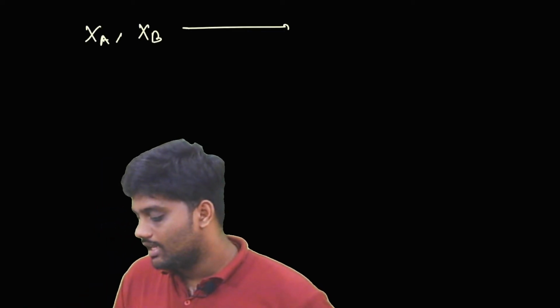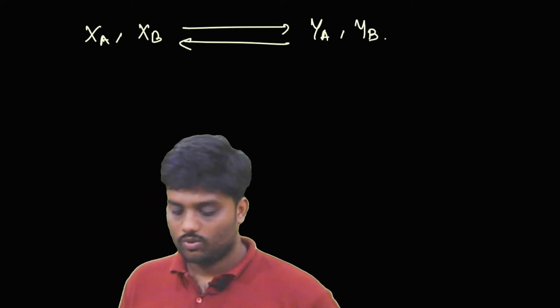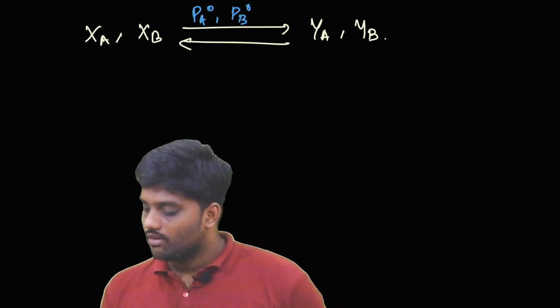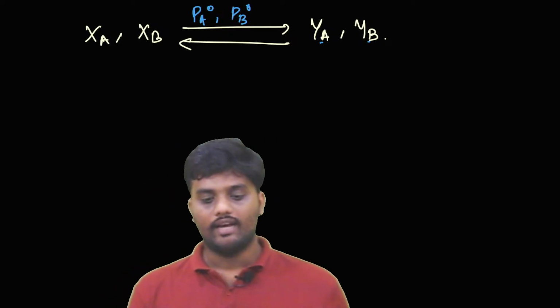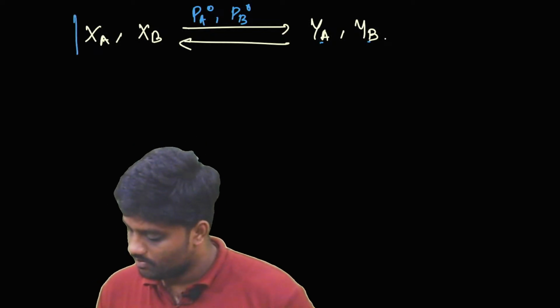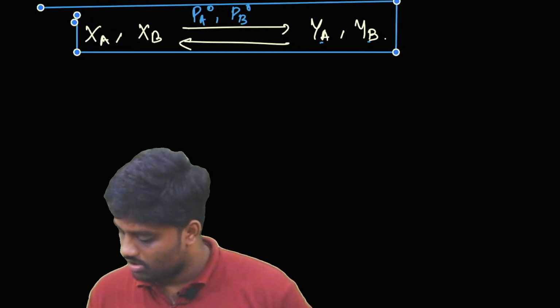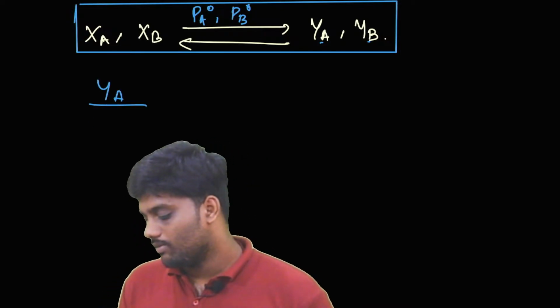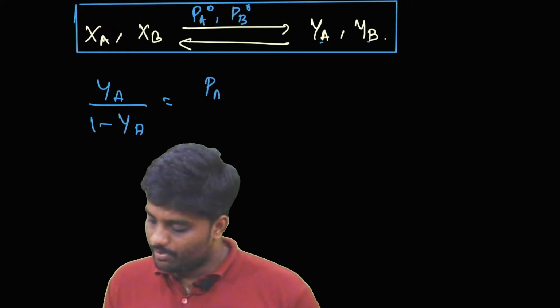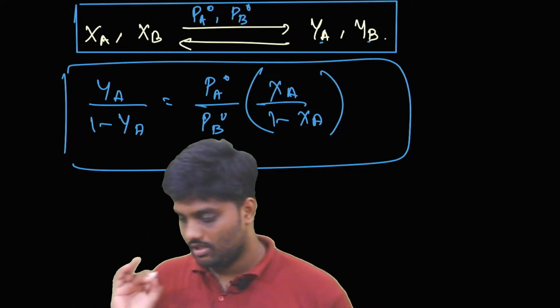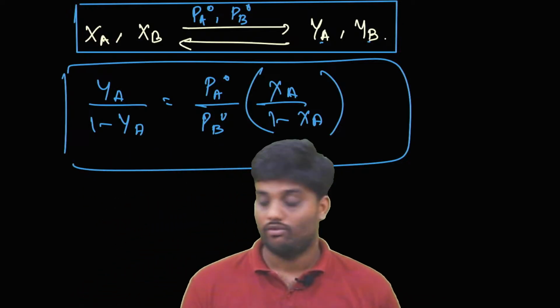If I want to find psi a and psi b and then go to Yb, what information should I have? I should have information about Pa naught and Pb naught. Next, to get from Yb back to psi a and psi b, I should have information about Yb, and also Pa naught and Pb naught. Understood? Ya upon 1 minus Ya is equal to Pa naught upon Pb naught times psi a upon 1 minus psi a. This way you can find it. If you wanted to go for YA, you have to know all these three things.